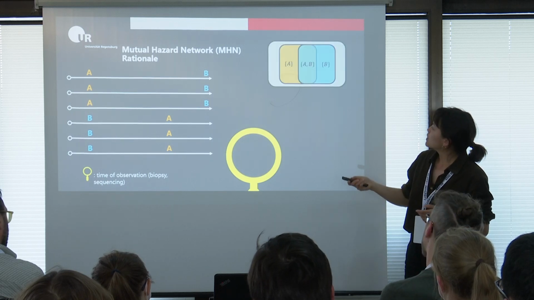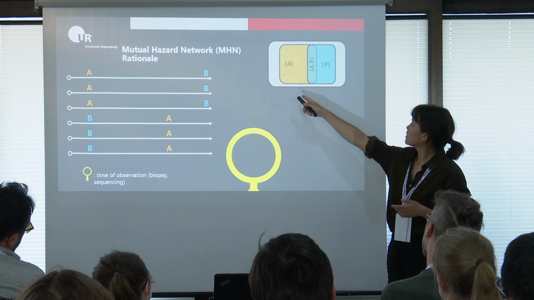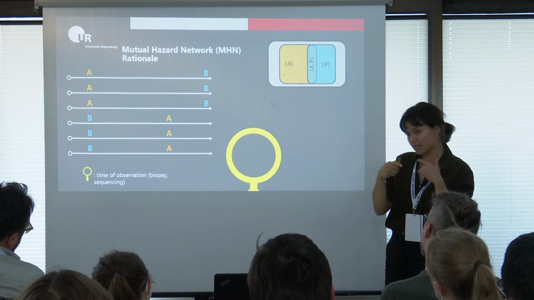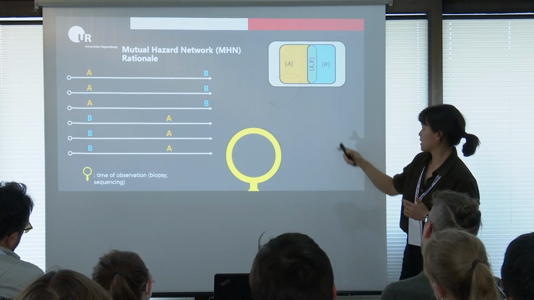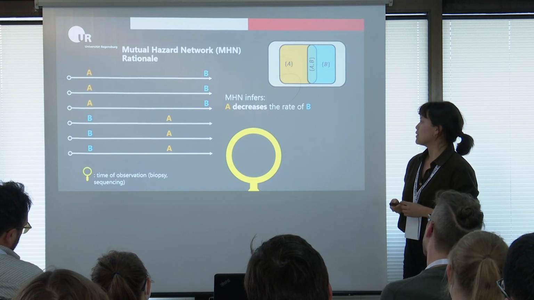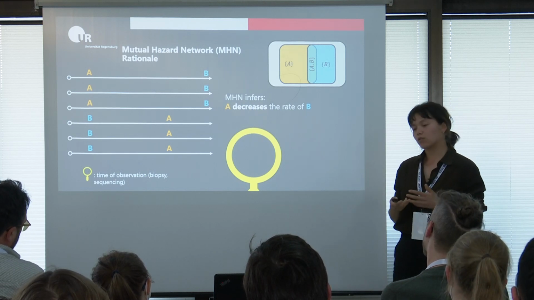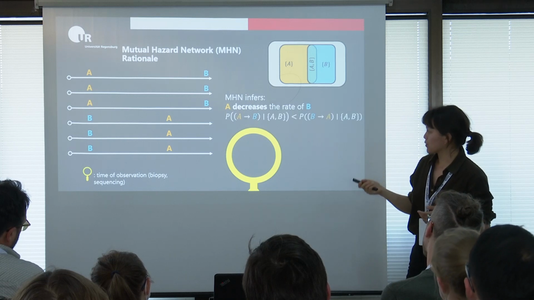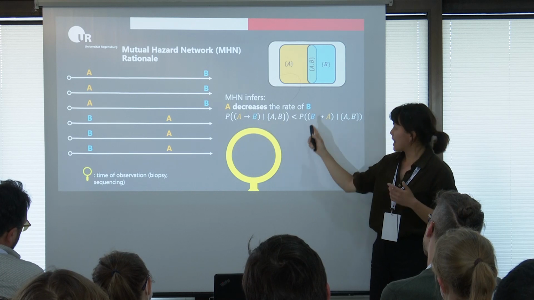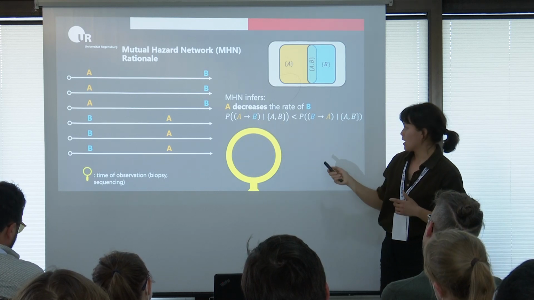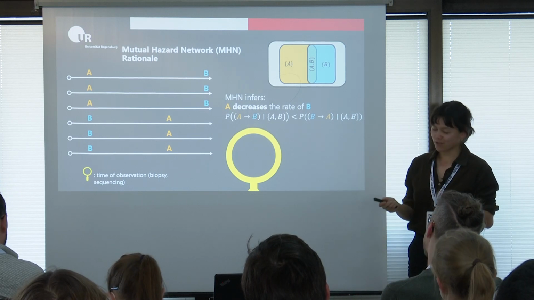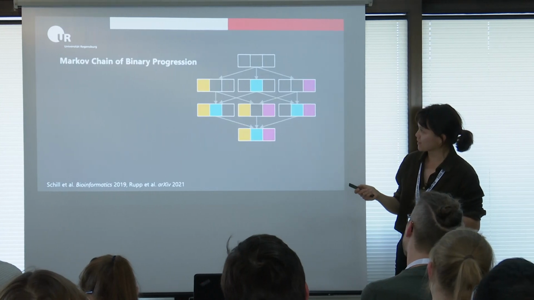Of course, this effect can also be inverse. So in this case here, we would see, okay, now observing at least A still stays the same, but observing A and B at the same time becomes less frequent. And in this case, MHN would, of course, infer the opposite, namely that A decreases the rate of B, or it makes it less probable, and also the ordering changes. So to say that observing first A, then B is less likely than the other way around, given that both are present.